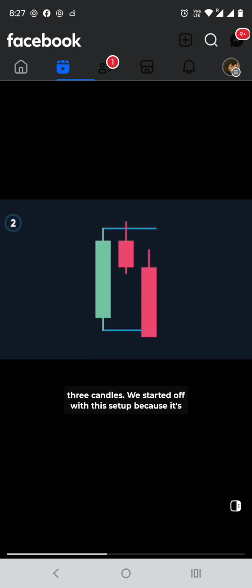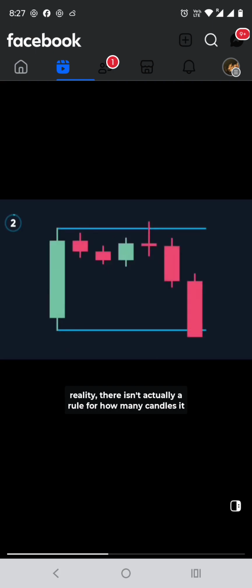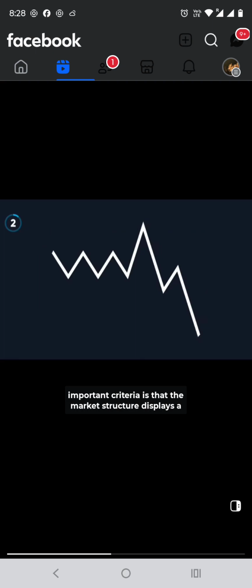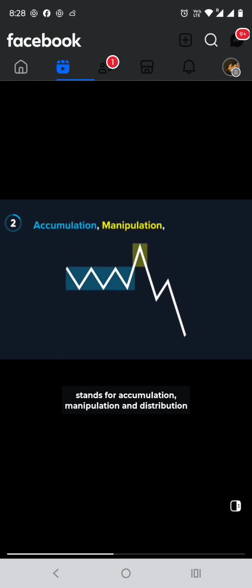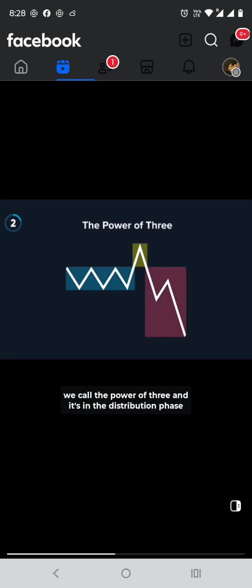We started off with this setup because it's the simplest example for explaining this concept, but in reality, there isn't actually a rule for how many candles it might take for a setup to complete. This is because it doesn't matter how many candles a CRT setup involves. The important criteria is that the market structure displays a clear AMD formation, and as a simple explanation for AMD, it stands for accumulation, manipulation, and distribution, which are the 3 phases of the smart money concepts model we call the power of 3. And it's in the distribution phase where we would be looking for our trade entry, but only after we have seen the confirmation of the first 2 phases.